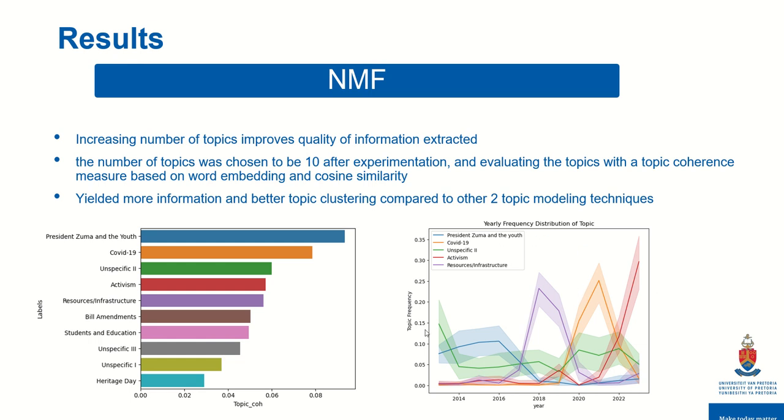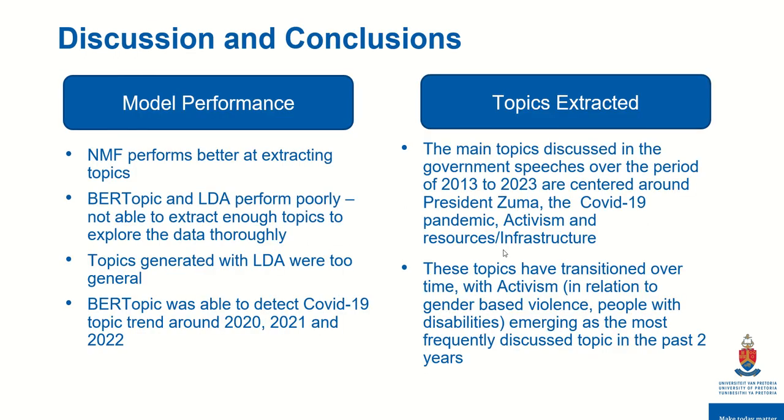I also got a distribution of the topics, so the frequency of the topics over the years in the documents, and was able to identify a few trends, such as the emergence of the topic of activism in relation to gender-based violence and people with disabilities. There was also the COVID-19 pandemic discussion, which peaked around the years 2020 to 2022. And there was also a lot of talk about resources and infrastructure at around 2018.